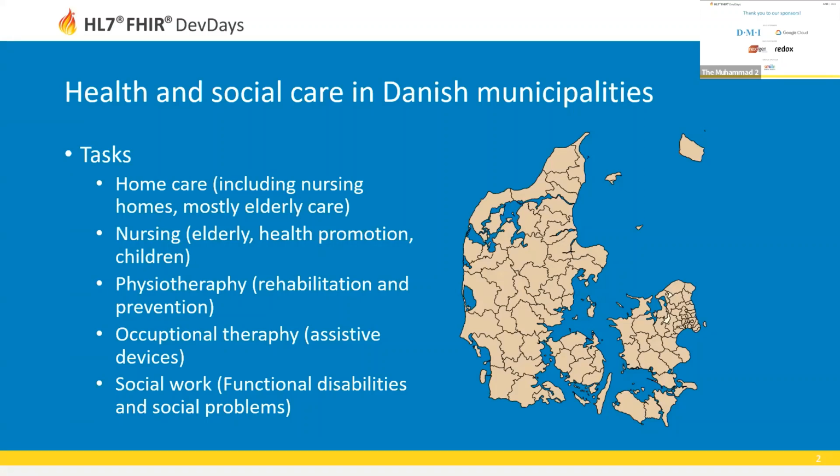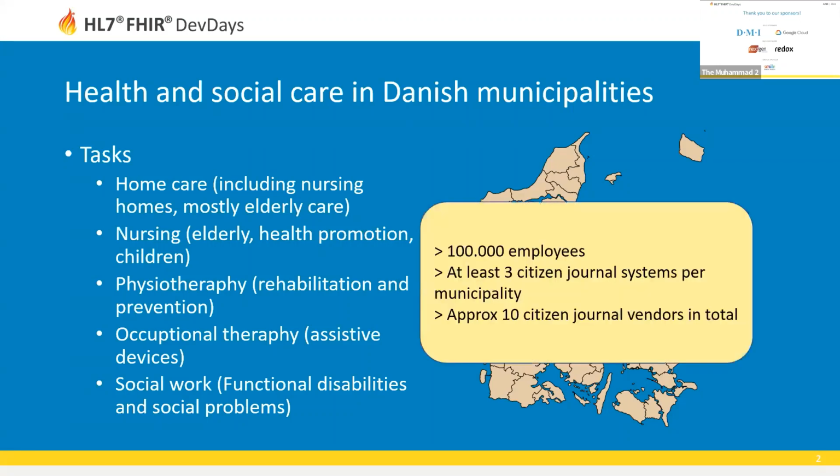So also to give you a little bit of an idea about the complexity and the size, the municipalities have at least 100,000 employees in this area in the front row, taking care of the close to citizen needs in Denmark. There are at least 3 citizen journal systems per municipality. So not like extra apps and stuff, but central pieces of where you keep information. And approximately, I tried to count, but it's kind of difficult, right? Approximately 10 citizen journal vendors in total in Denmark.